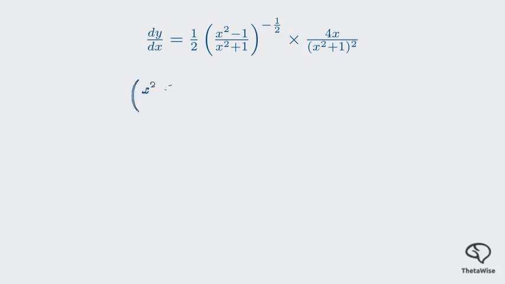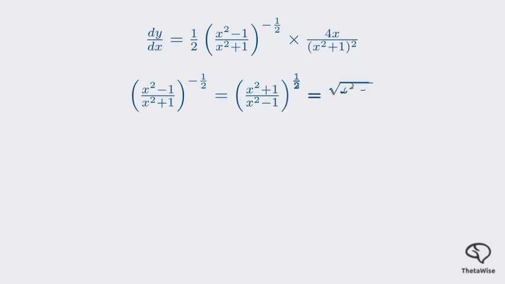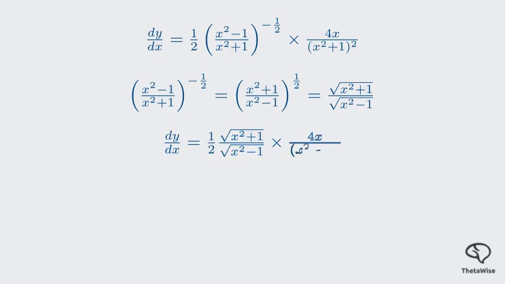The negative exponent means we take the reciprocal of the fraction, and the 1/2 exponent means we take the square root. The square root of a quotient is the quotient of the square roots. Now we can write the derivative dy/dx as 1/2 times the square root of x squared plus 1 over the square root of x squared minus 1, all multiplied by 4x over the quantity (x squared plus 1) squared.